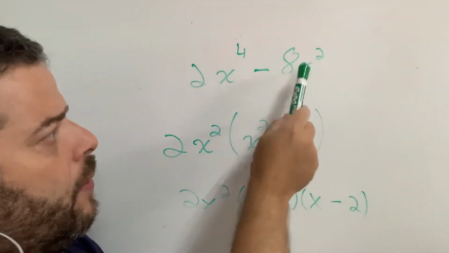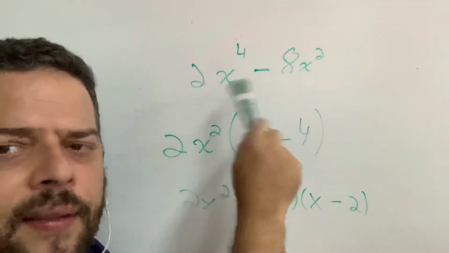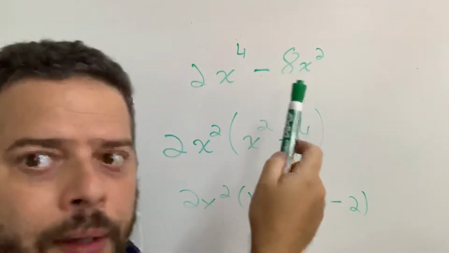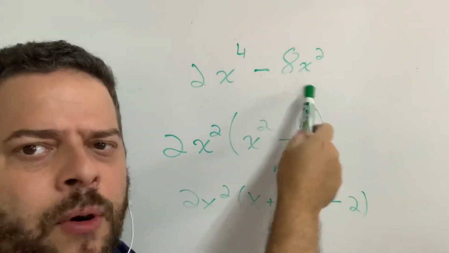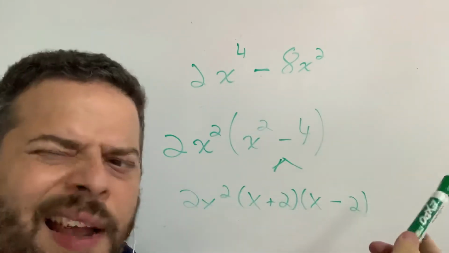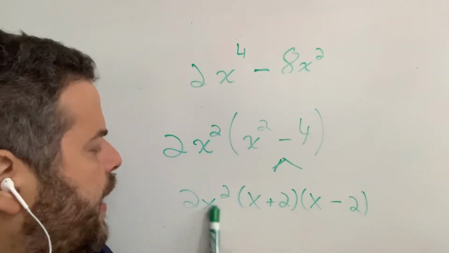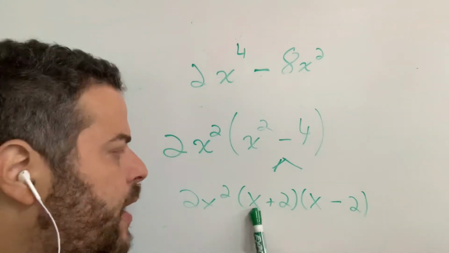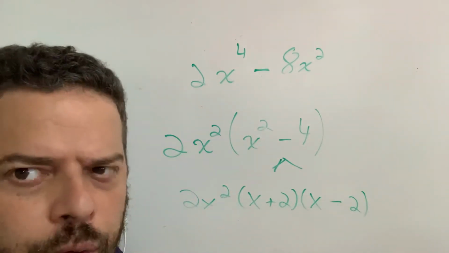I know 0. Okay, looking at this polynomial, I can easily say 0 is a solution because my x is included in both terms. But then after that, it's kind of difficult. But once you factor, I know 0 is a solution. I know -2 and +2 are also solutions.